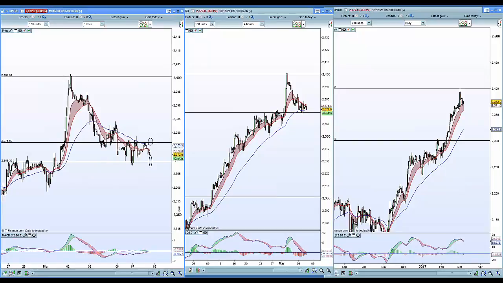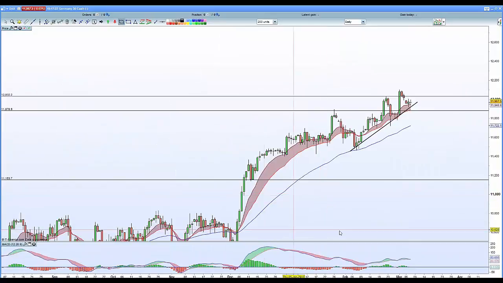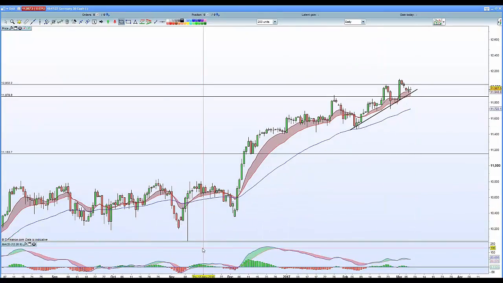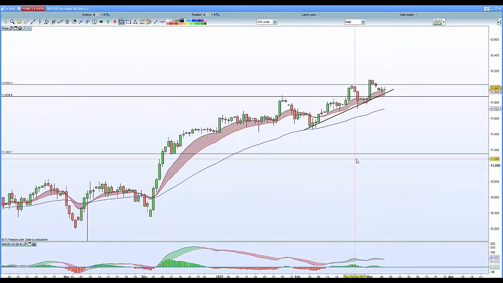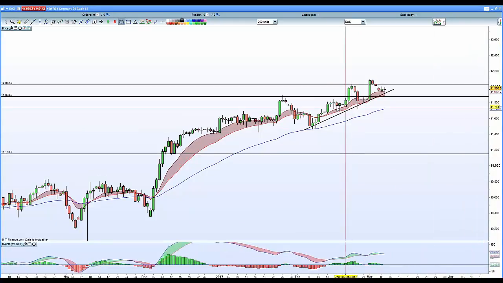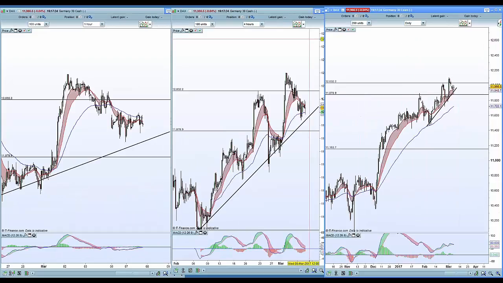Any questions? Okay, so moving on to the DAX, the German 30 cash. What you can see here for the DAX is on the daily chart, still an uptrend. It looks quite similar to the S&P. No divergence here. You can see that it's supported by this nice trend line here. The key level support is around the 11,850 to 860 area. It's definitely still an uptrend.